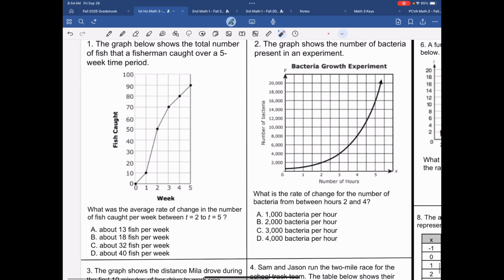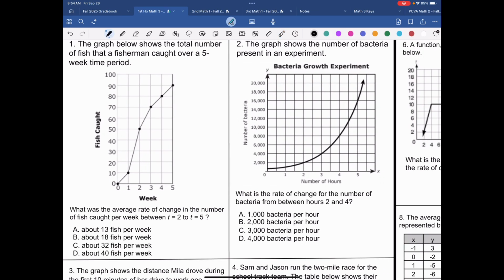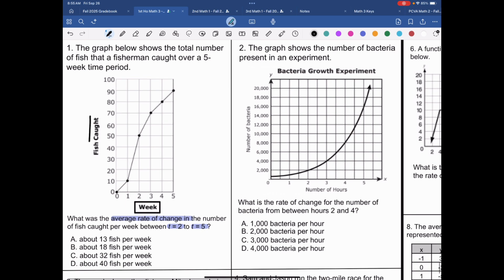All right, so it says the graph below shows the total number of fish that a fisherman caught over a 5-week time period. It wants to know what is the average rate of change between t equals 2 and t equals 5. So the first thing I'm going to look at is my x and my y. My x, my independent, is in weeks, and my y is the number of fish caught, which is my dependent. So the number of fish caught depends on the week.